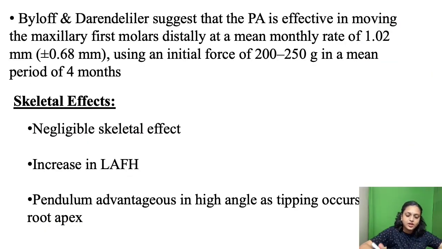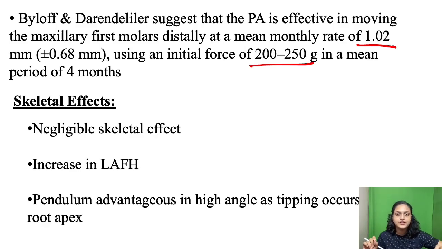So generally 1.2 mm per month is the mean rate of distalization that happens, and 200 to 250 grams of force is generated by a pendulum appliance. You need to know that. So skeletal effects, there is no skeletal effect. That is why it's not given in any skeletal malocclusion.